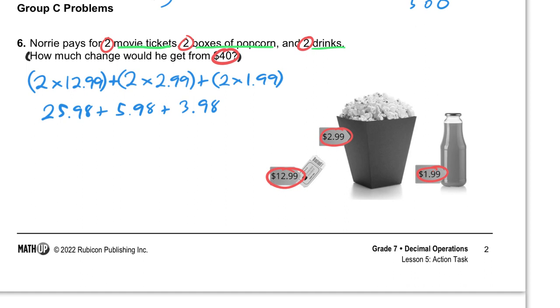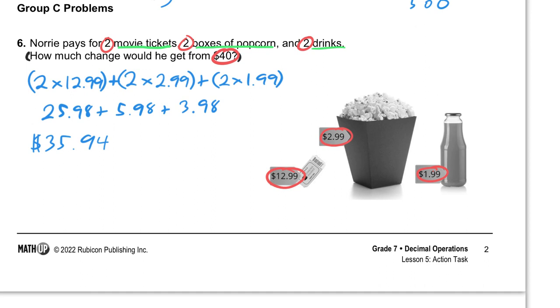We could stack these all together, but this is doable in our heads as well, because we can add just the ones and tens together. So let's go 25 plus 5 is 30 plus 3 is 33. And then these are all very close to $1, right? So we've got 33, 34, 35, 36, and then we've added 2, 4, 6 cents too much. So we'll take that 36 and subtract 6 cents. So we should have $35 and 94 cents.